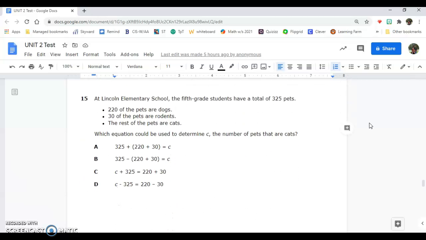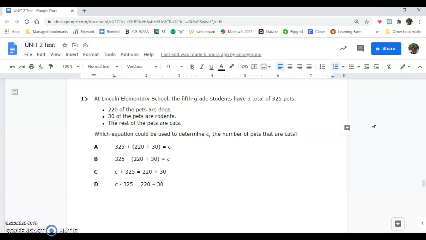Number 15. At Lincoln Elementary School, the 5th grade students have a total of 325 pets. 220 of the pets are dogs. 30 of the pets are rodents. The rest of the pets are cats. Which equation can be used to determine C, the number of pets that are cats?